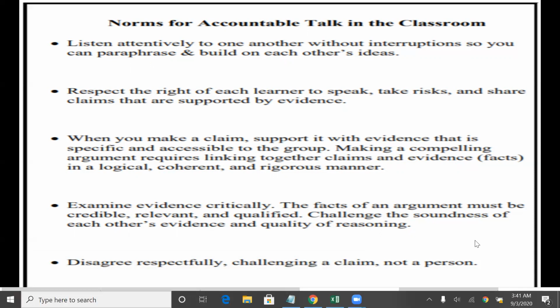So, as you're examining and critically thinking about what has been said and suggested, it's very important that you make sure that the facts are credible, relevant, and qualified, and you challenge the soundness of the evidence. You don't challenge the person, you challenge the claim. That's the last point. Look at number 5. Disagree respectfully. Challenging a claim, not a person. You should never say, "Oh, that's stupid," or "you're dumb." That's not appropriate accountable talk in the classroom.